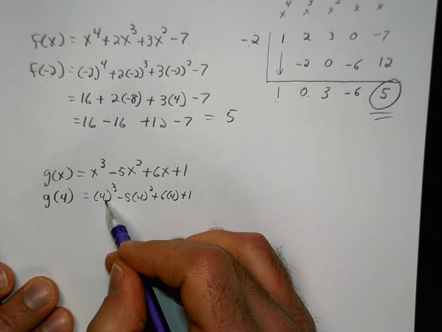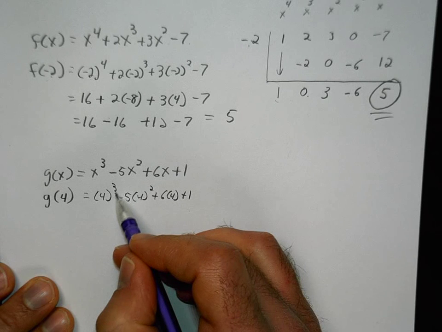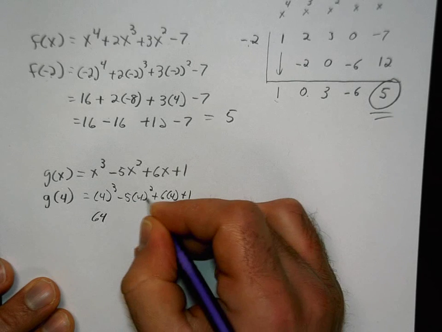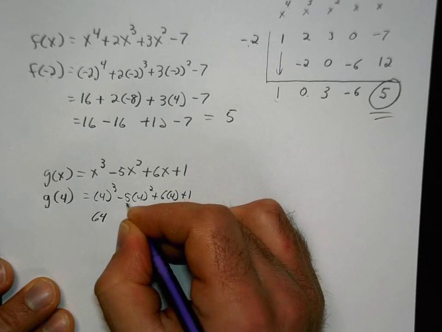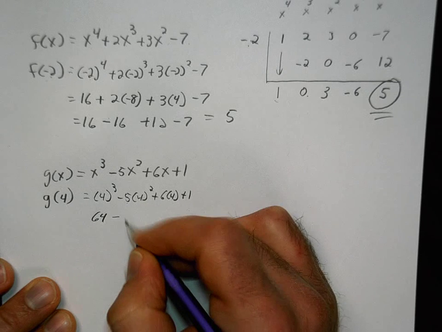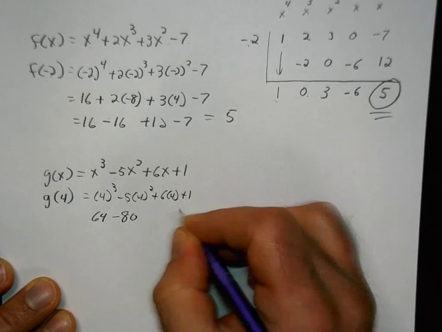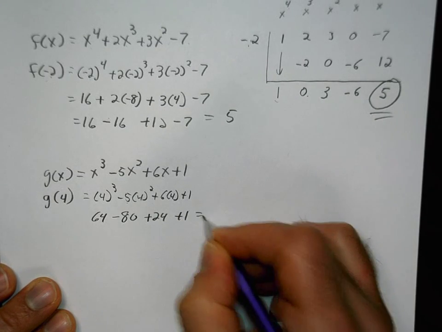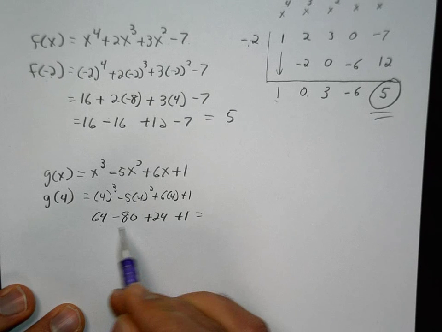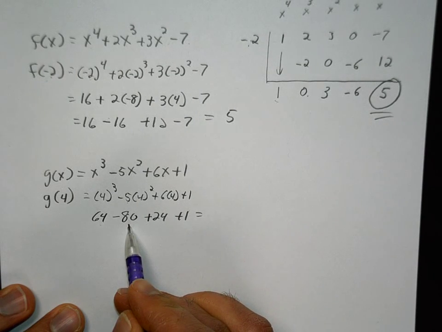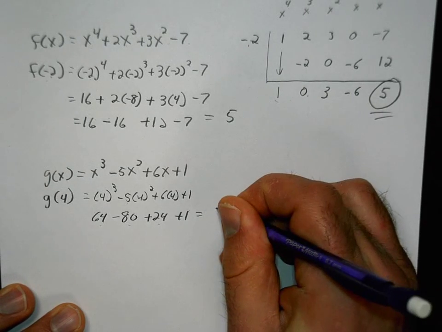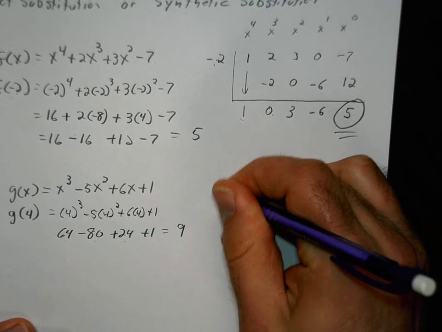Okay, so 4 cubed, 4 times 4 is 16. 16 times 4 is 64. 4 squared is 16. 16 times 5 is 80. Plus 24 plus 1. Okay, so let's see, we've got 64 minus 80 is negative 16. This would be plus 24 is 8, plus 1 is 9. I get 9. Okay, try synthetic.